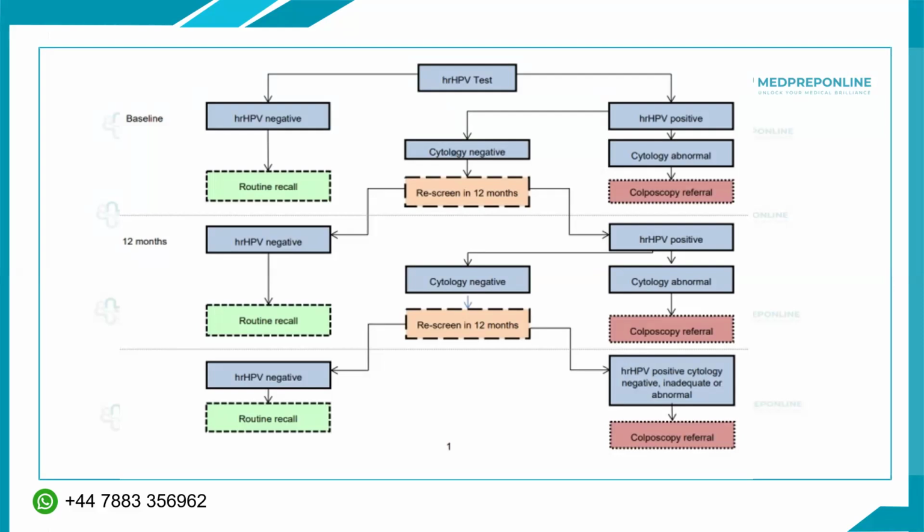Again, you get the same scenario. Again, you give the time of rescreening for 12 months. And in this case, if it comes out to be negative, then again, you can send the patient for routine recall. But here, you get the same scenario with a high-risk HPV positive. And irrespective of what your cytology is, whether it has come out to be negative, inadequate or abnormal, you will be doing a colposcopy, because consecutively for 24 months, you're still getting a high-risk HPV positive. So you cannot ignore it.